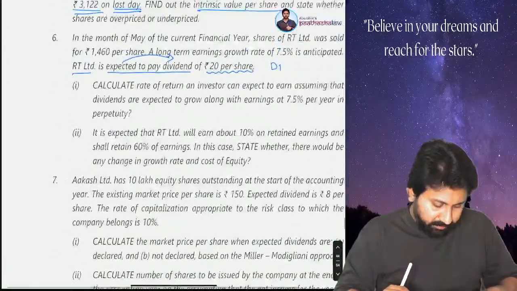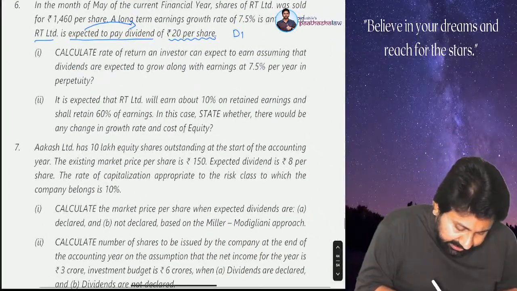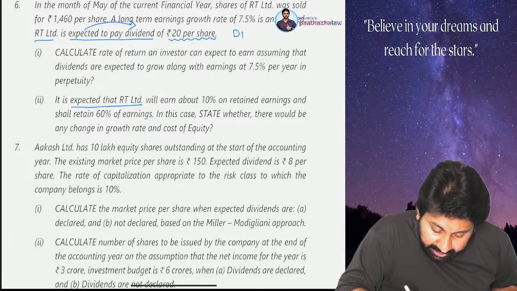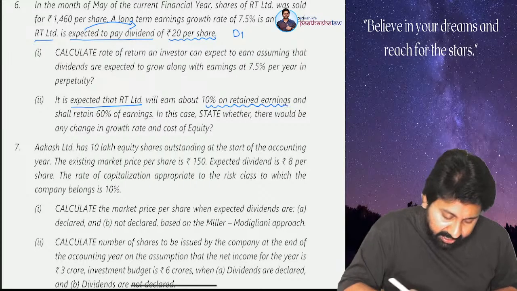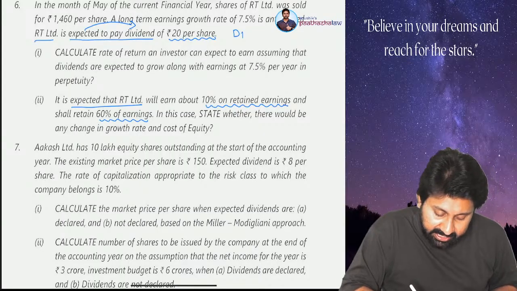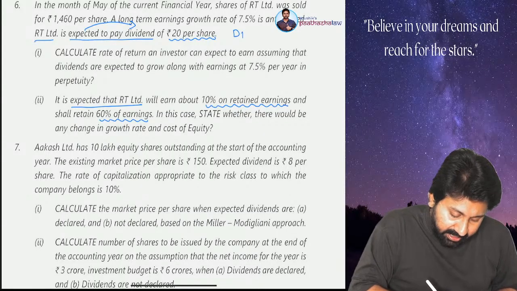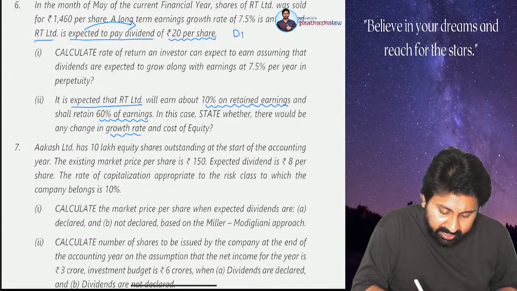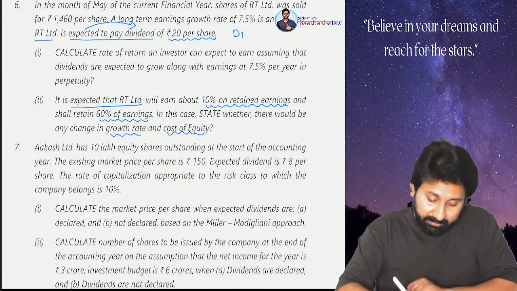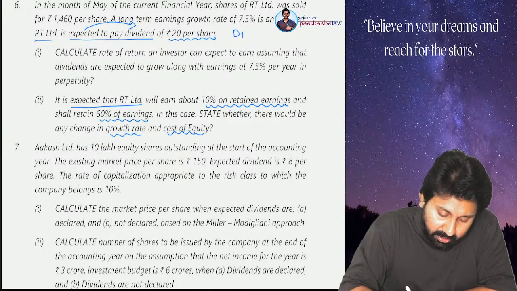See the question. It is expected that RT Limited will earn about 10% on retained earnings and shall retain 60% of the earnings. In this case, state whether there would be any change in the growth rate and the cost of equity. Okay, listen carefully. Point number 1.